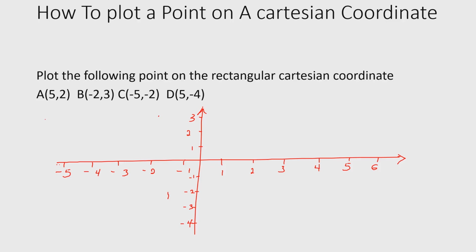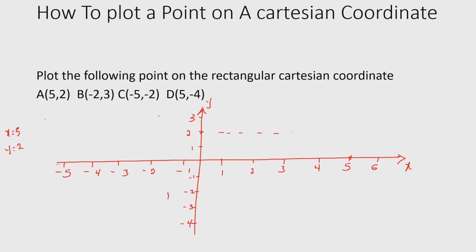The first point is (5, 2). If the point is (5, 2), it means that your x is 5 and your y is 2. We are going to do that on the axes. This is your x axis, so let me label it x axis, and this is the y axis. On your x axis you are going to locate 5, so this is 5 here. Then on the y axis you are going to locate 2, so this is your 2 here. Now you trace it like this.